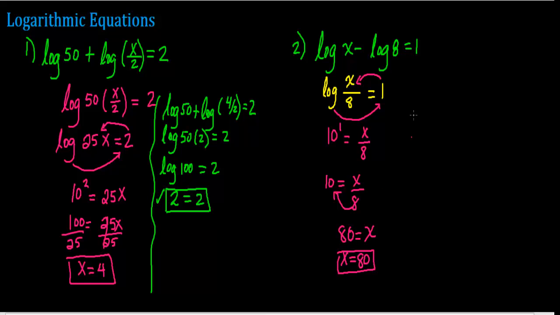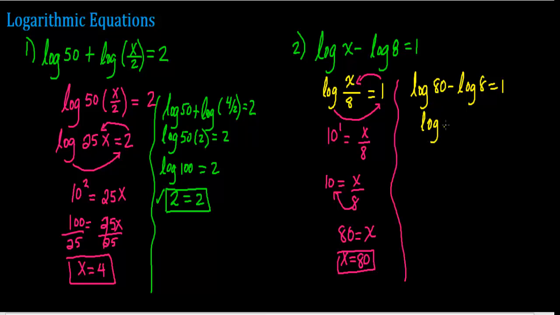Again, I can check this result by plugging it in right here. So let's do that very quickly. Let's do the check. I'm going to write log of x, x is 80, minus log of 8 equal to 1. I'm going to use the difference of logs property, which lets me write this as a quotient. That gives me log of 10 is equal to 1. And log of 10, how much is log of 10? This is asking you 10 raised to what power equals 10? Well, 10 raised to the first power equals 10. So 1 is equal to 1. This checks out, so this is correct.